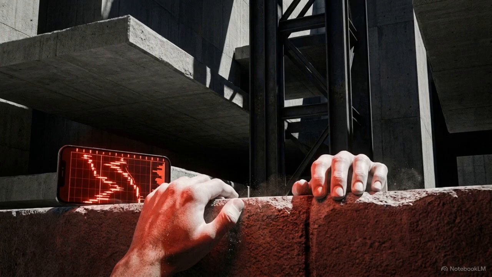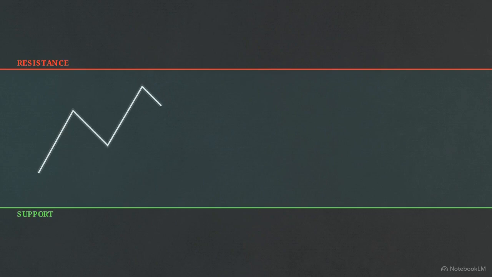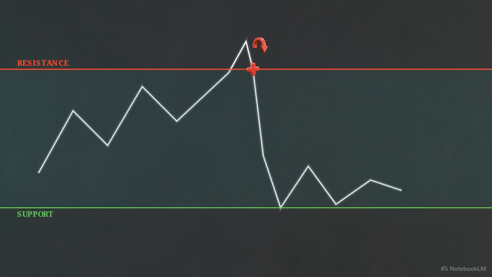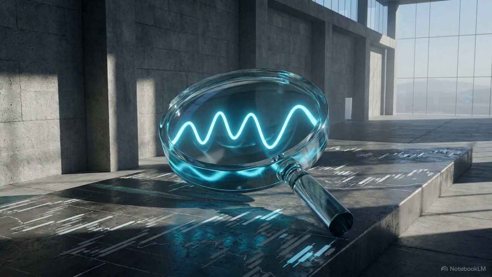This environment often punishes impatient traders. They try to predict a massive structural breakout, buying near the top or shorting near the bottom, only to have the price snap back into the range. Professional traders ignore the macro trend entirely and zoom in. They look for micro-oscillations, predictable swings that are hidden inside the noise.